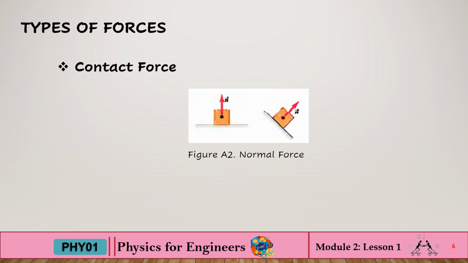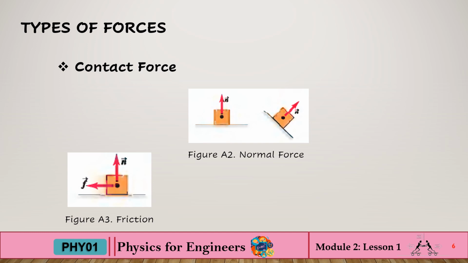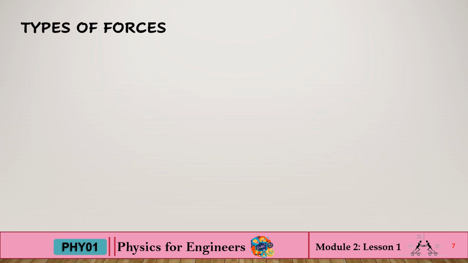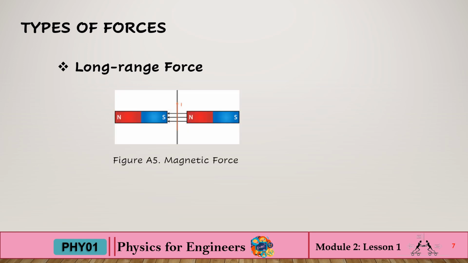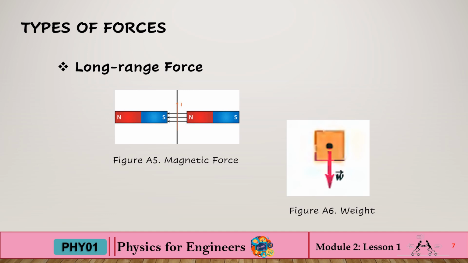In contrast, friction is a force exerted on an object by a surface and acts parallel to the surface in the direction that opposes sliding. Meanwhile, the pulling exerted by a stretched rope or cord on an object attached to it is the so-called tension force. In addition to contact forces, there are also long-range forces that act even when bodies are separated by empty space. The force between two magnets is an example of a long-range force, as is the force of gravity exerted by the Earth on our bodies, known as our weight.